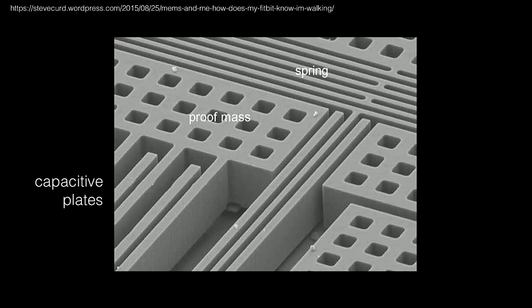Here's a nice animation of what it actually does. There's going to be a proof mass that's fixed on it, and there's going to be one part that moves as you apply these forces, and the capacitance between these chambers will actually change, and that's what the device will read out and report as values. So that's how you read out the different motions.